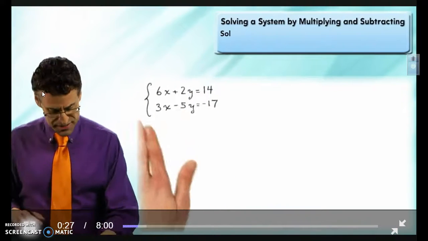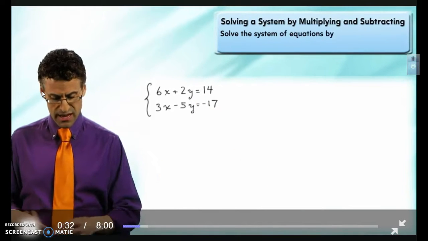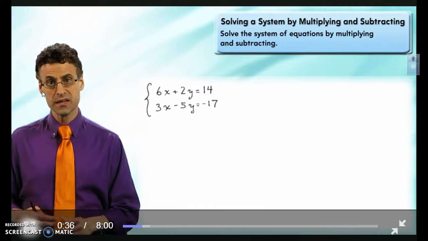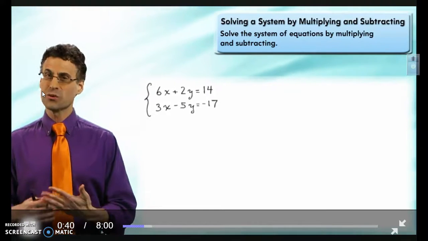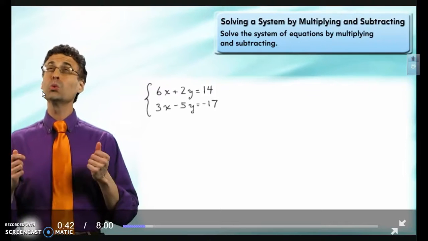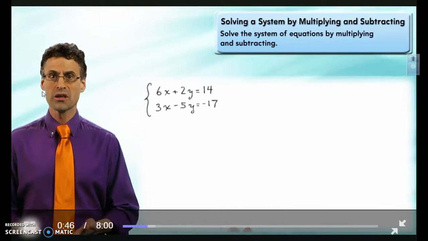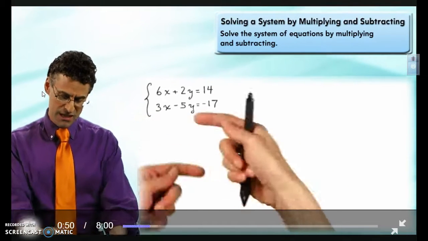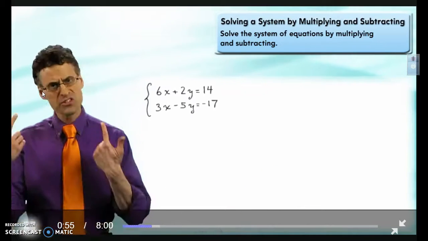So I want us to solve this system of equations, 6x plus 2y equals 14, and 3x minus 5y equals negative 17. All right, so what am I going to do here? Well, I look at this and say, boy, I wish there were only one variable. That would be good, because then I know how to solve one equation with one unknown. So the question is, is there any way for me to kind of massage these to get it just down to one variable?